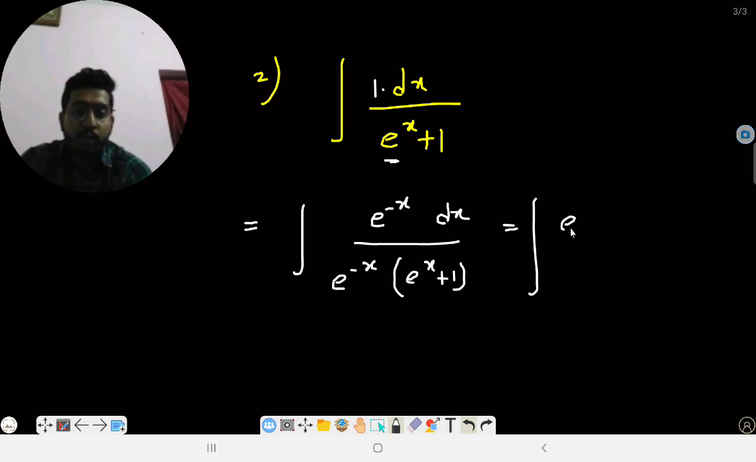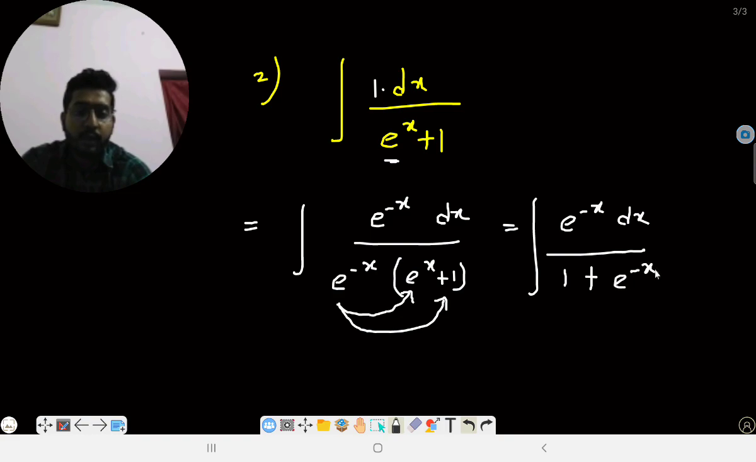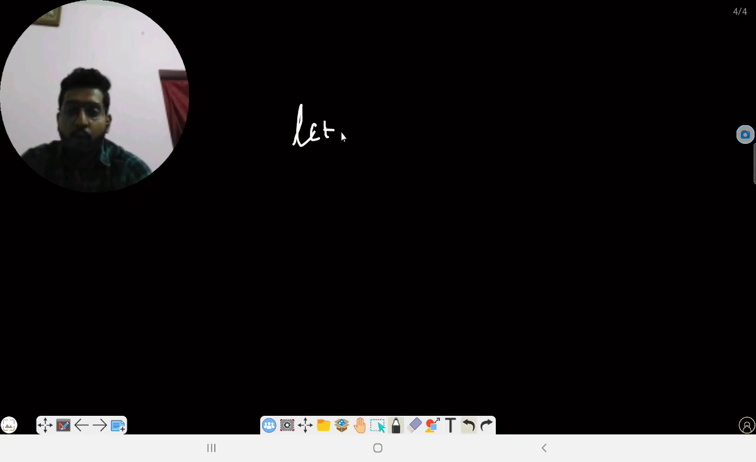So what will happen? It will become e to the power minus x dx divided by, now multiply. Now this one will be multiplied, e to the power minus x into e to the power x, that will become 1 plus, now e to the power minus x into 1, that will be e to the power minus x. Now it is very easy. Next thing is that we have to take it as z. Okay, so substitution, we have to take the denominator here. Let 1 plus e to the power minus x equals to z, like this.